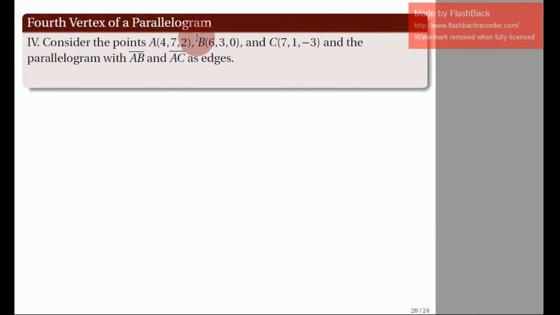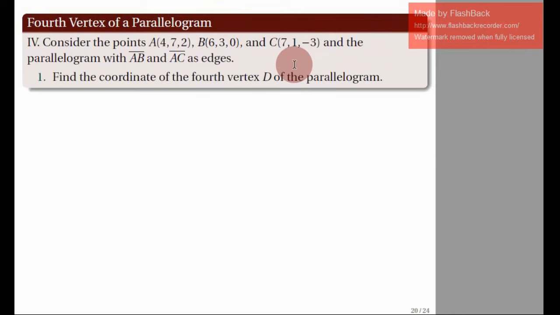Here we are to consider points A, B, and C. These are points where their coordinates are given, and we are to consider the parallelogram having segment AB and segment AC as its edges. Notice that we were only given 3 points of the parallelogram, which will turn out to be the vertices of the parallelogram, and we don't know the fourth. And actually, that is what we have to find. We want to look for the fourth vertex, say D, of our parallelogram.